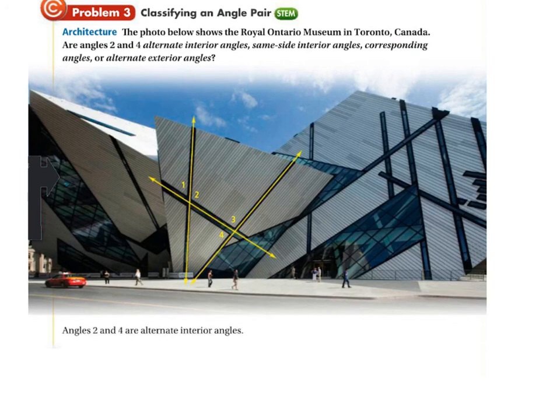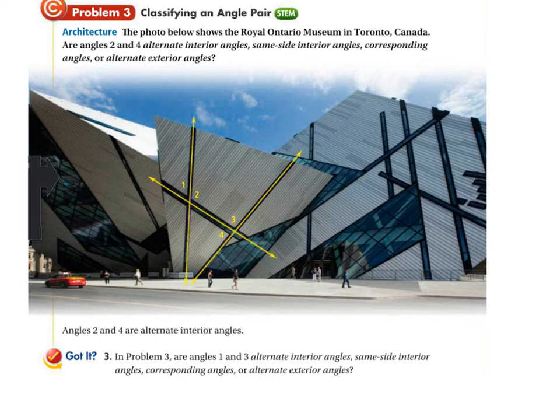Okay, now your got it problem. 1 and 3. What type of angles are they? Try and identify them.